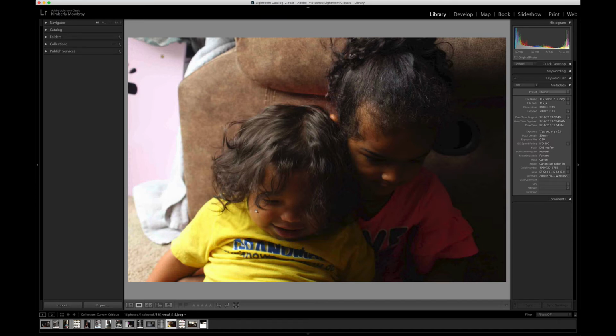The light is coming across the face and then fills in these shadows. If this was hard light, we would have kind of a line here, expressing the light here and then the shadow here.